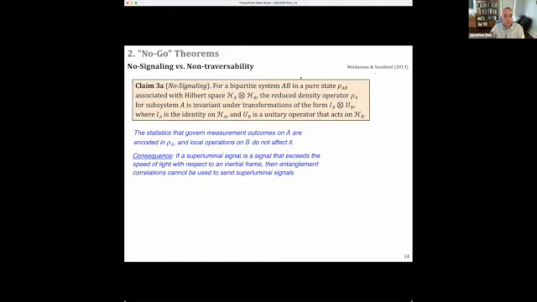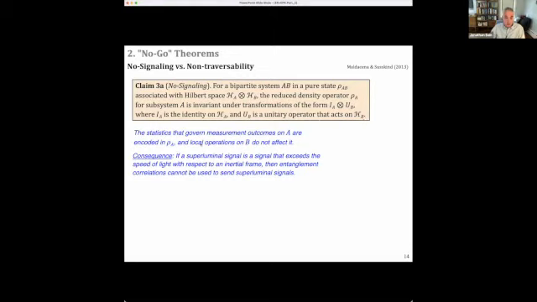So on the EPR side, we have this no signaling theorem. Here's one way of stating it. For a bipartite system in a pure state associated with this product Hilbert space, the reduced density operator rho sub A for subsystem A is invariant under transformations of this form, IA cross UB, where IA is the identity on HA and UB is a unitary operator that acts on the Hilbert space for subsystem B.